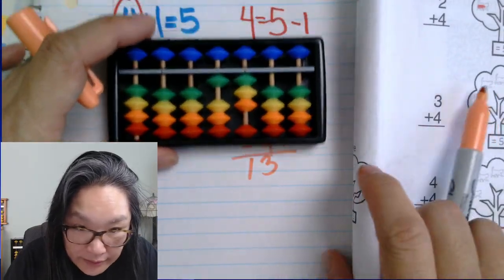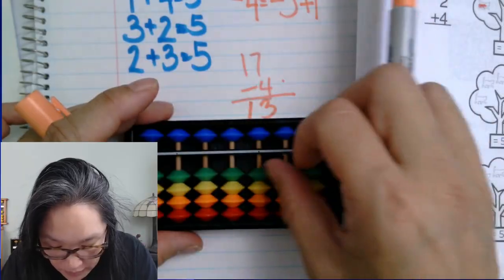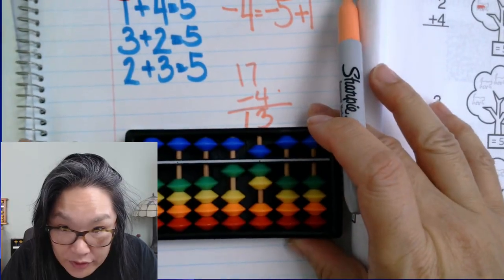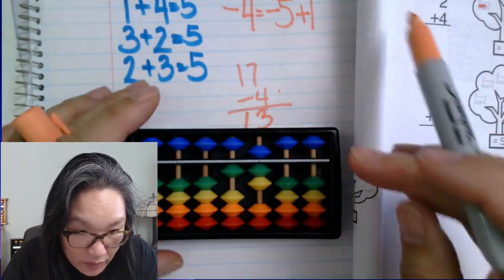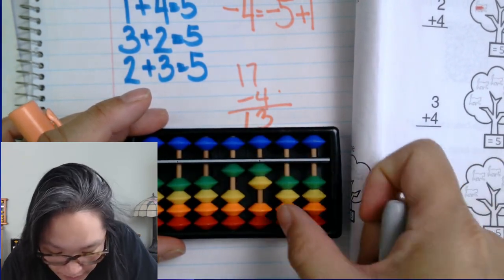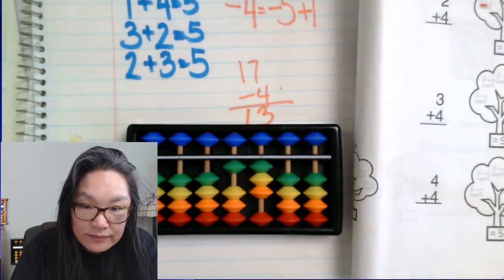I don't know if you saw that. Hopefully you guys saw that. Let me do it again. So I have 17. I want to take away 4. To take away 4, I have to minus the 5 plus the 1. So I minus the 5 and I plus the 1. So then my answer is 13.